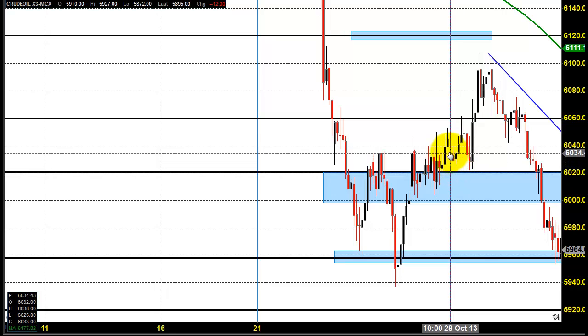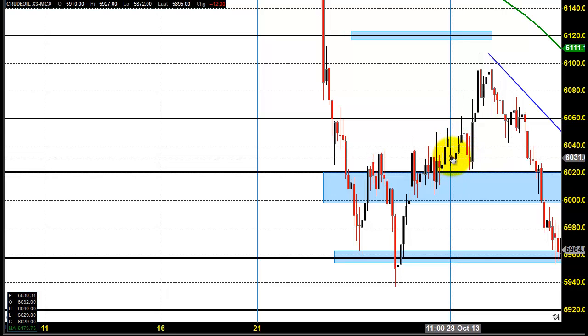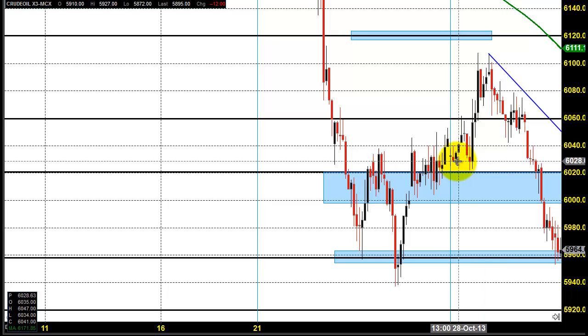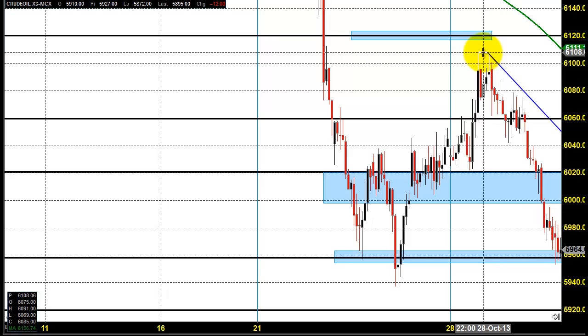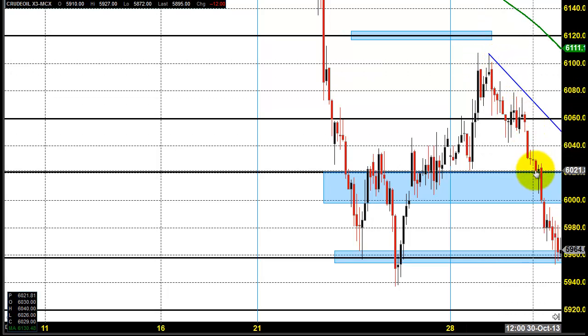So what happened on 28th? Last week Monday's price opened around this zone just above 6020, and from there the price tried to reach 6120 where it found a resistance. Whenever we say support or resistance, it is not a single line, it is an area, it is a zone. From there the market found a resistance that pushed the price again down to 6020.